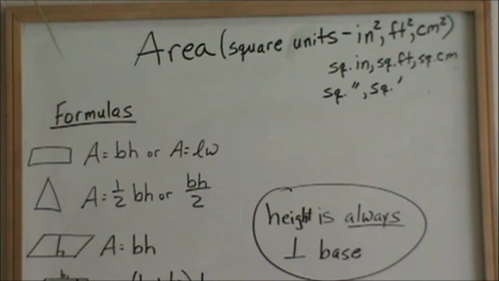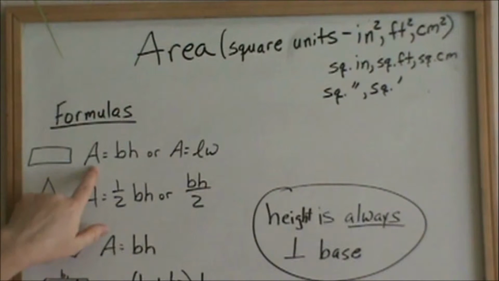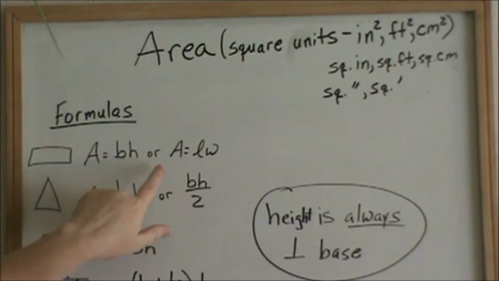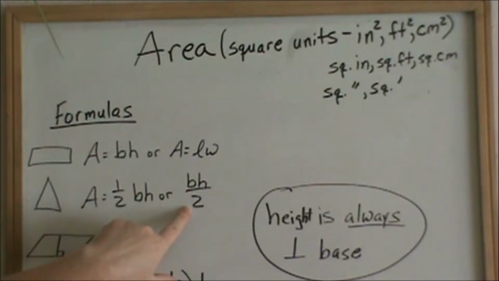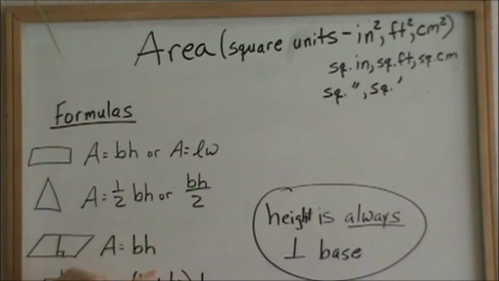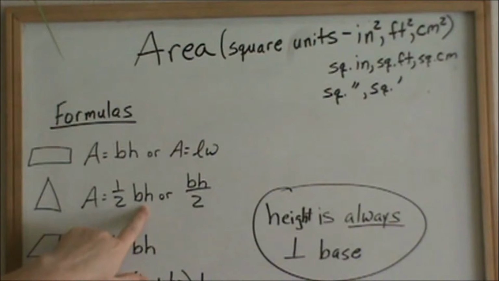Okay, so formulas for area. First thing is, you have a rectangle. The formula for the area of a rectangle is base times height, or you can say length times width. For a triangle, the area is 1/2 base times height, or this is the same thing, base times height divided by 2. Either way, to get the area of a triangle, everything starts back from a rectangle. If you cut a rectangle in half, you have created a triangle. That's why this is 1/2 base times height.